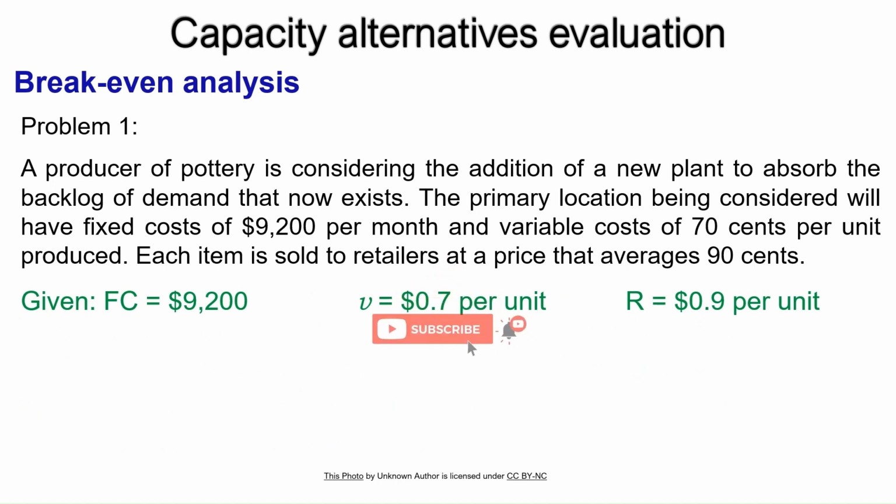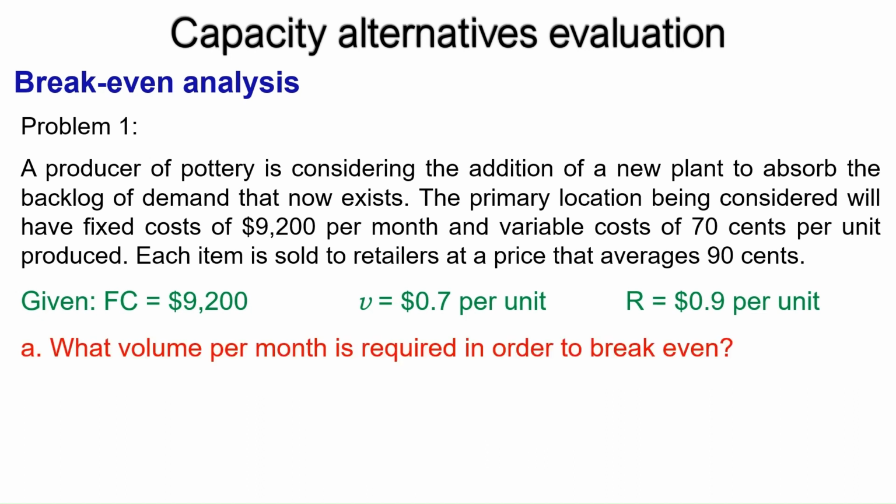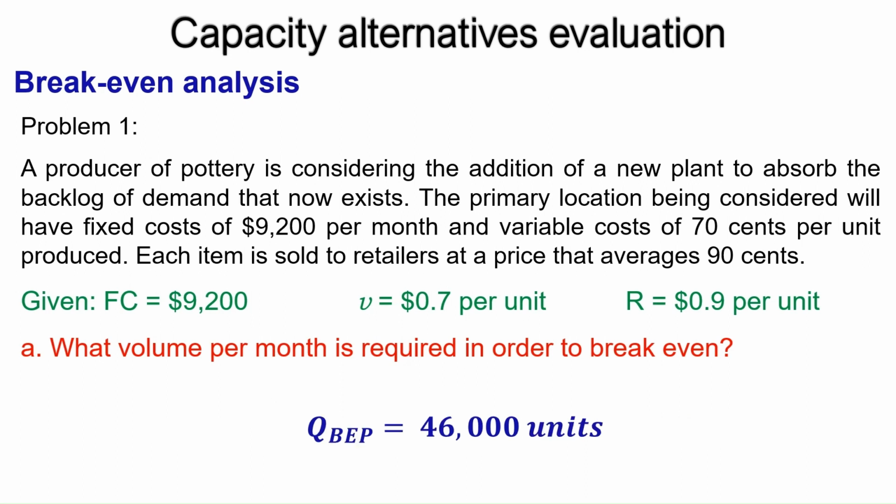The givens are the fixed cost, FC, equals $9,200, the unit variable cost, V, equals 70 cents per unit, and the revenue per unit, R, equals 90 cents per unit. The first question is to find the monthly production volume at the break-even point, which can be found by this equation. Substitute the given values. QBEP equals 9,200 divided by (0.9 minus 0.7), which equals 46,000. So, the monthly production volume at the break-even point equals 46,000 units.